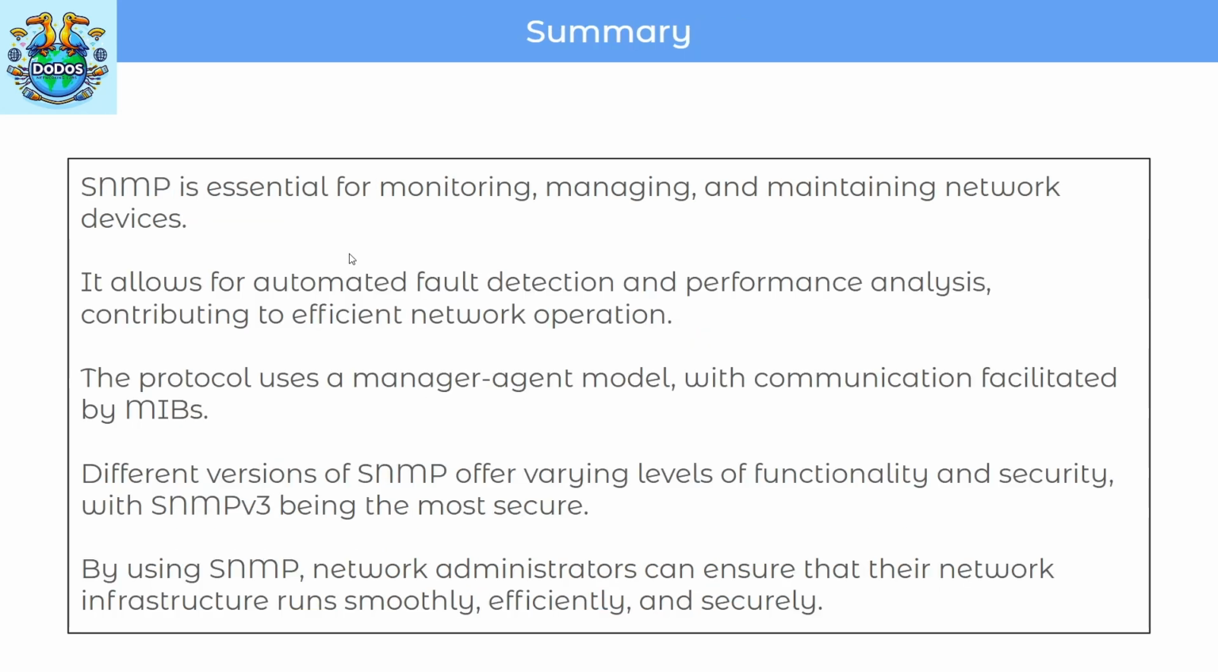So, what is a summary of SNMP? It is essential for monitoring, managing, and maintaining network devices. It allows for automated fault detection and performance analysis, contributing to efficient network operation. The protocol uses a manager-agent model with communication facilitated by MIBs. Different versions of SNMP offer varying levels of functionality and security, with SNMP v3 being the most secure. By using SNMP, network administrators can ensure that their network infrastructure runs smoothly, efficiently, and securely.